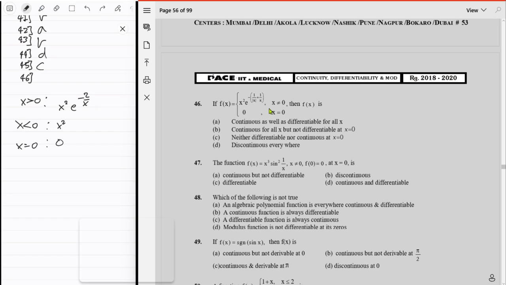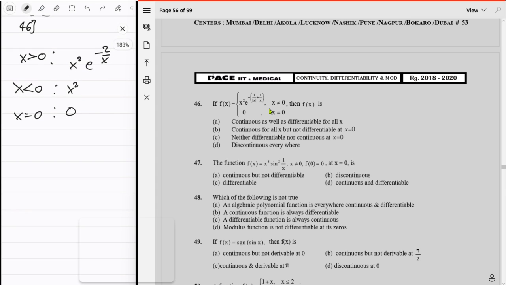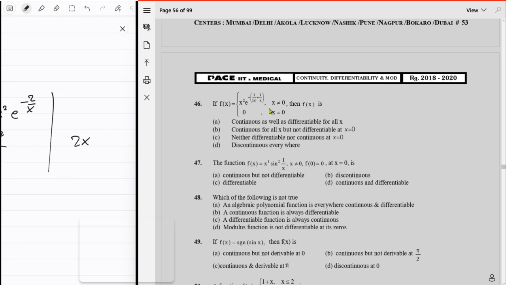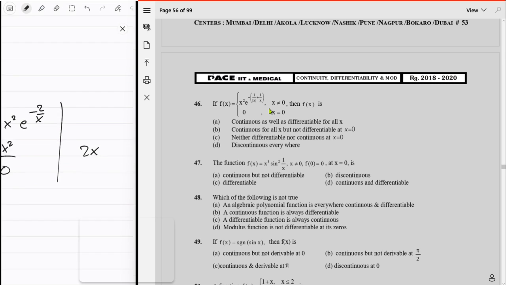What's the derivative of this thing though? When x is less than 0, the derivative just becomes 2x, right? It approaches 0. Cool.